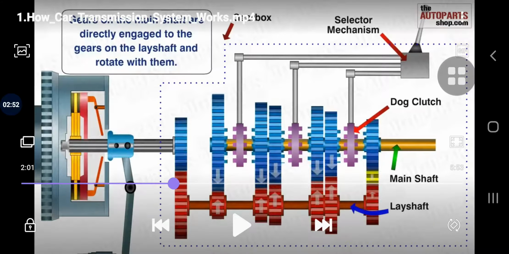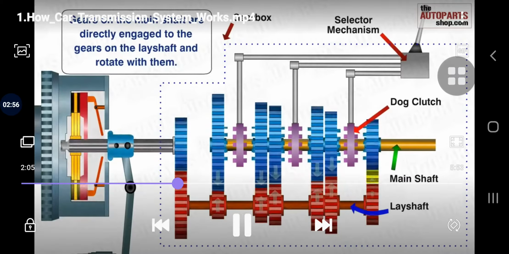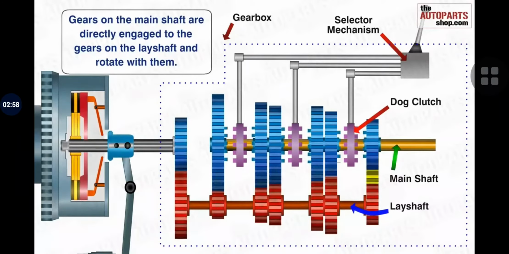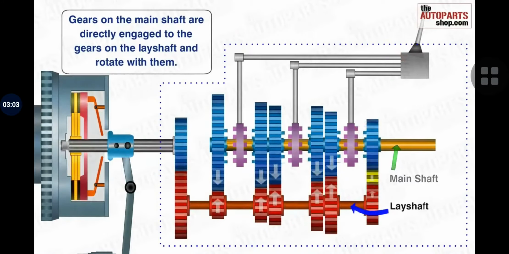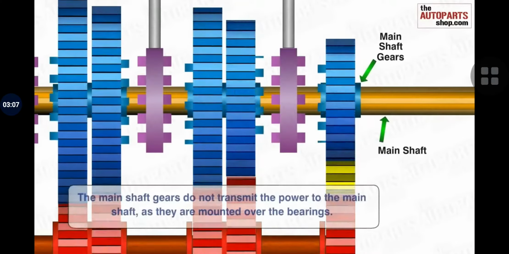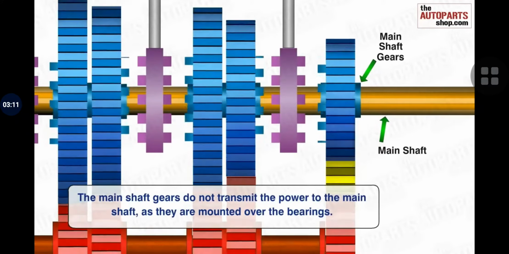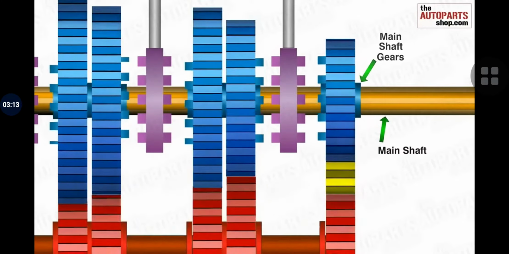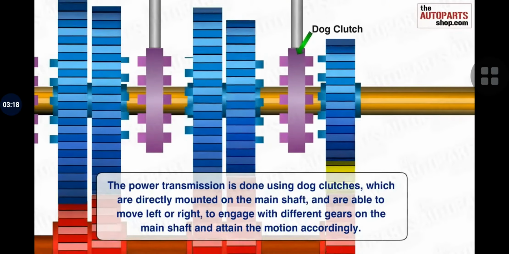This dog clutch can be moved left and right easily, and it is connected with the selector mechanism. When we move the selector mechanism, the dog clutch will move. According to that the power will be transmitted. See here. This dog clutch is moving left and right easily.